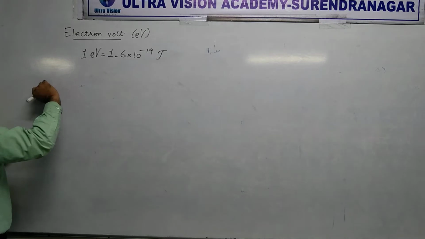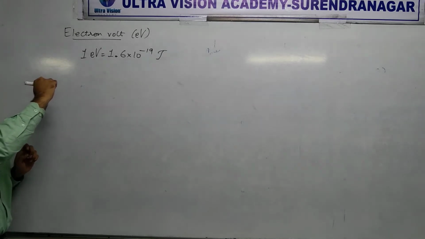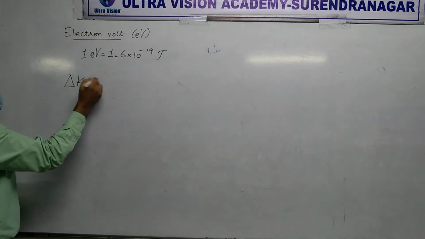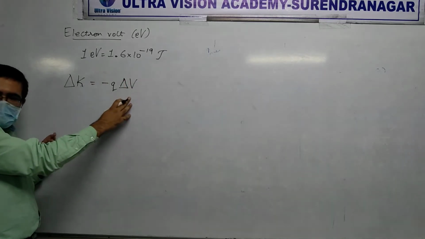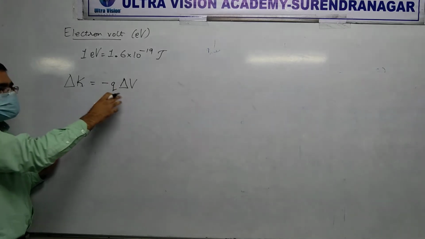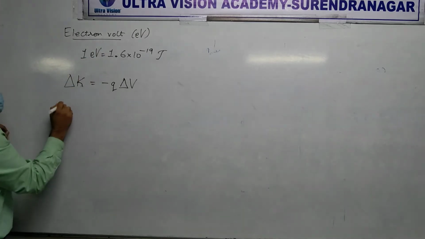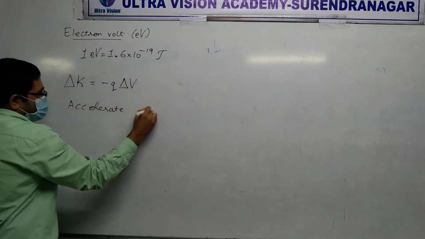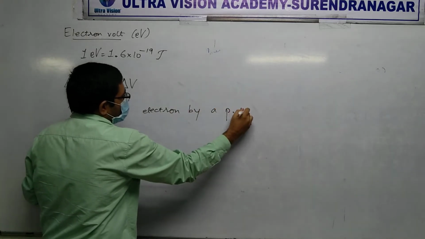Do you remember earlier we have written that if you accelerate a charged particle, it gains kinetic energy. That kinetic energy that it gains by accelerating a charged particle is delta K equal to minus Q into delta V. Basically this is minus delta U. Delta U is Q delta V. Okay, that's because of the conservative nature of the force. Now, so if we accelerate electrons by a potential difference of 1 volt.